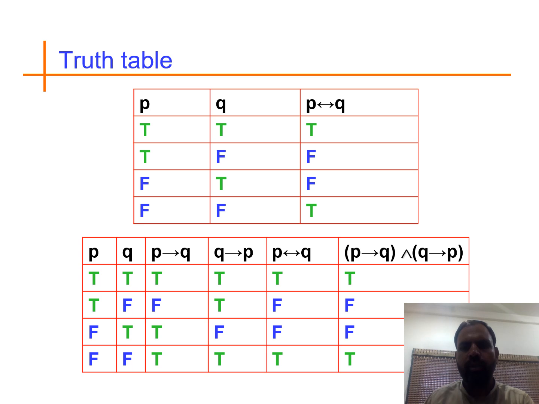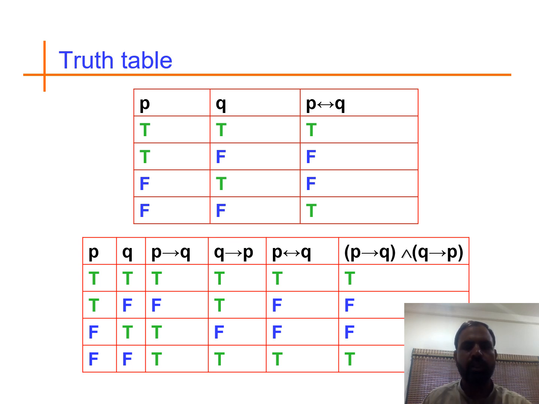So if we make another table, these are the values of P and these are the values for Q. So P implies Q means this will be true because P is true. This will be false because this is false. This will be true because this is true. And this will be true if both are false. And Q implies P. Now we use this column as a first column.